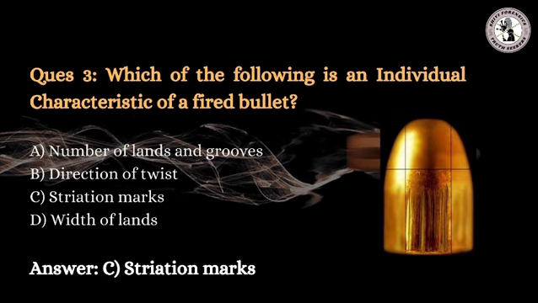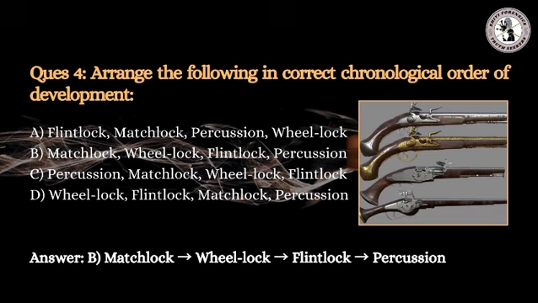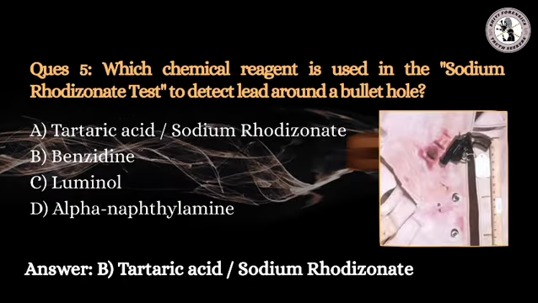Moving to identification, if you see a question about striation marks, remember that these are individual characteristics, right? While the number of grooves is decided at the factory, striations are unique fingerprints left by the barrel on the bullet. For the history buffs, the evolution of ignition goes matchlock, wheel lock, flintlock, and finally the percussion. Always memorize this sequence.